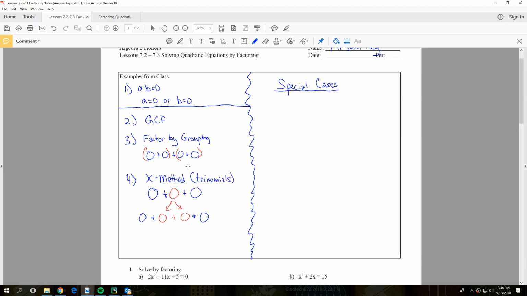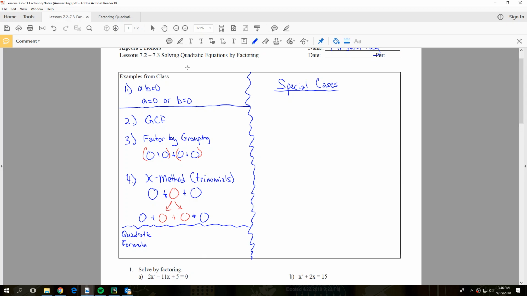Okay. And this is our last main method here. Actually, I shouldn't say that. Technically, there's another one that we should cover. That's the quadratic formula. I'll just put it here so I don't forget it.